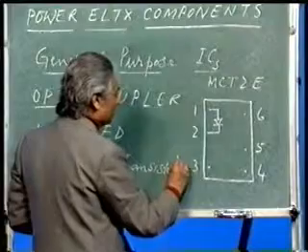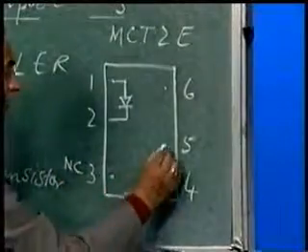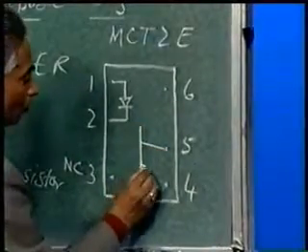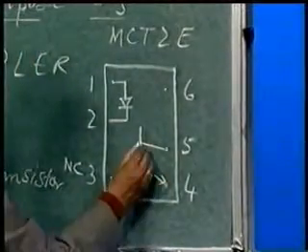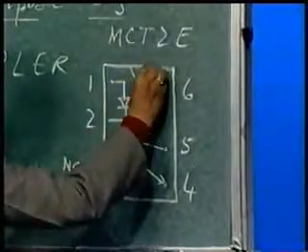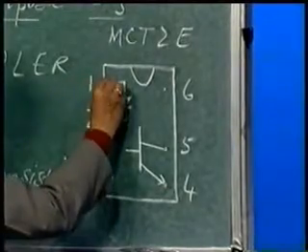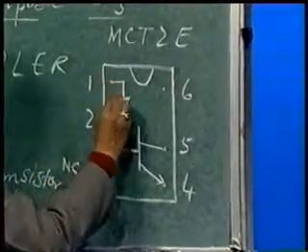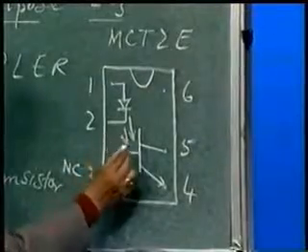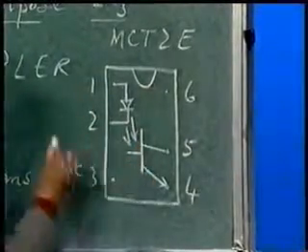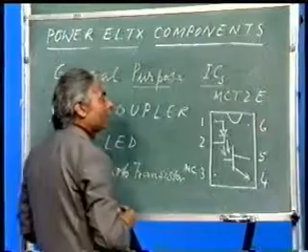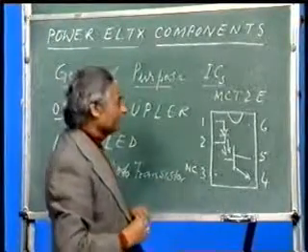At pin number 3 there is no connection, NC. Between 4, 5 a phototransistor is connected like this, whose emitter is connected at 4, collector at 5 and base is open. Now, because there is a groove here, as soon as you get positive input at this point 1, this LED gets forward biased and it will start conducting, thus emit light. This light, when falls on the base, the transistor will get energized and start conducting, and thus this MCT2E, which is an optocoupler, will be enabled and it will start functioning.